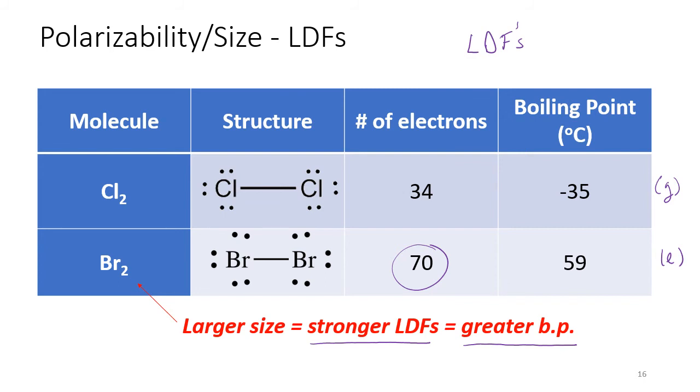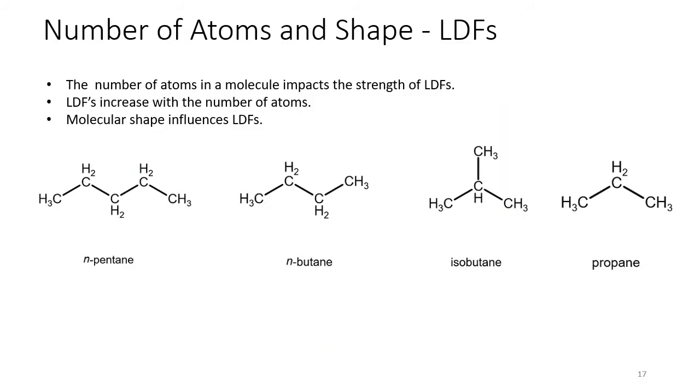The greater number of electrons will cause a greater movement and a stronger set of dipoles that form between the molecules. The number of atoms in a molecule will impact the strength of the London dispersion forces if the molecule is nonpolar. London dispersion forces will increase with the number of atoms. Molecular shape can also have an influence on London dispersion forces if the number of atoms and the type of atoms are identical. Let's look at 4 hydrocarbons to explain this.